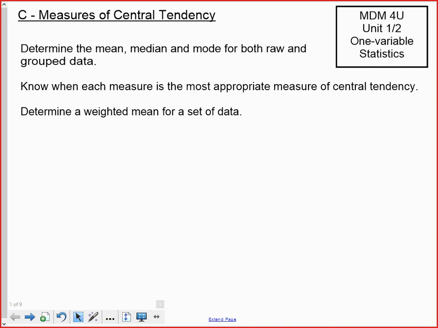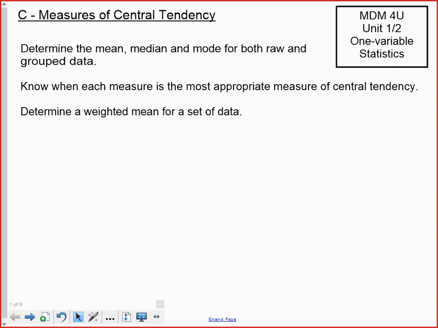Okay, so today we're going to continue our work on one variable statistics by looking at measures of central tendency. So basically what we want to be able to do by the end of this lesson is determine the mean, the median, and the mode if we are given either raw data or data that has already been grouped together into a frequency distribution table.